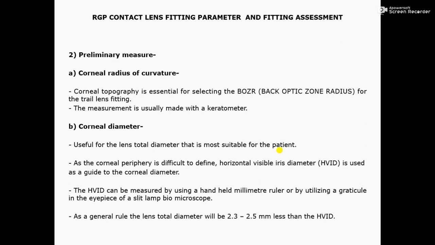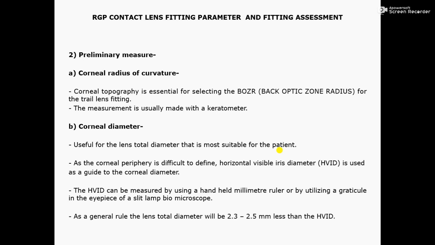Number A, corneal radius of curvature. Here, corneal topography is essential for selecting the back optic zone radius for the trial contact lens fitting. The measurement is usually made with a keratometer.